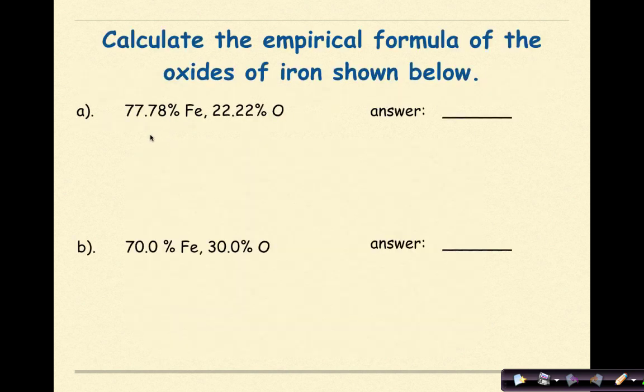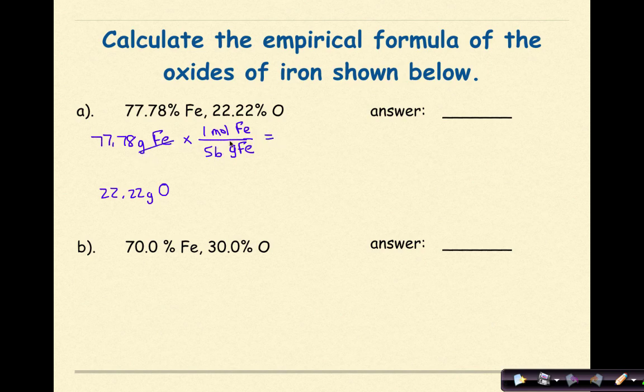Calculate the empirical formula of the oxides of iron shown below. I am given percentages, so automatically what I'm going to do is just convert these percentages into grams. So 77.78 grams of Fe, 22.22 grams of oxygen. Okay, I have my masses. I'm going to go to step 2, and I'm going to convert each of these to moles. So grams of Fe needs to go on the bottom. 1 mole of Fe needs to go on the top, and the atomic mass of iron is 56.